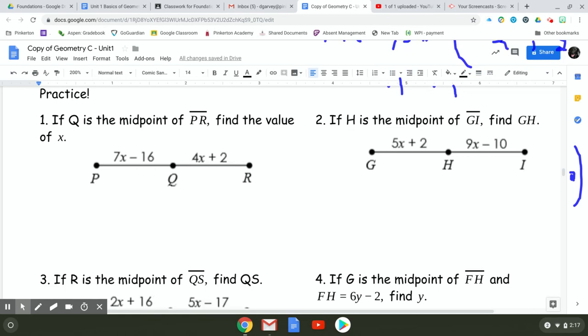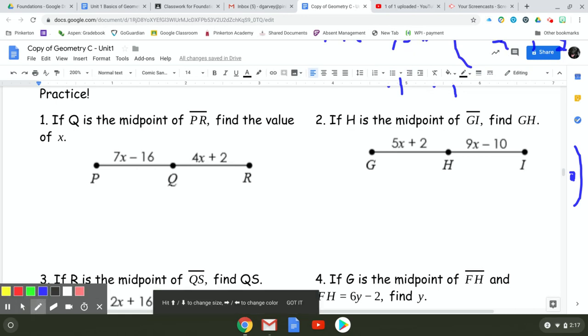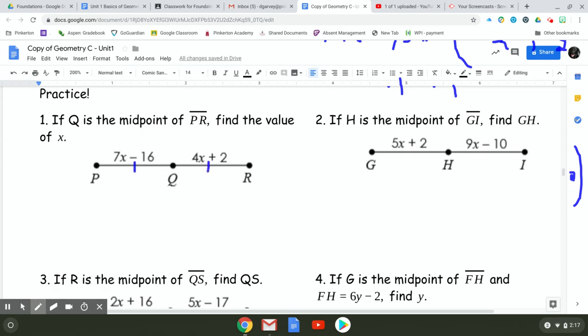All right. If Q is the midpoint of PR, so anytime I am doing something in geometry and they give me some information about a diagram, I always go ahead and put my notation right on my diagram. So I'm going to say that these two are congruent by putting those little tick marks there. So now I know that Q is the midpoint of PR, which tells me that PQ and QR have to be the same length. And they want to find the value of x.